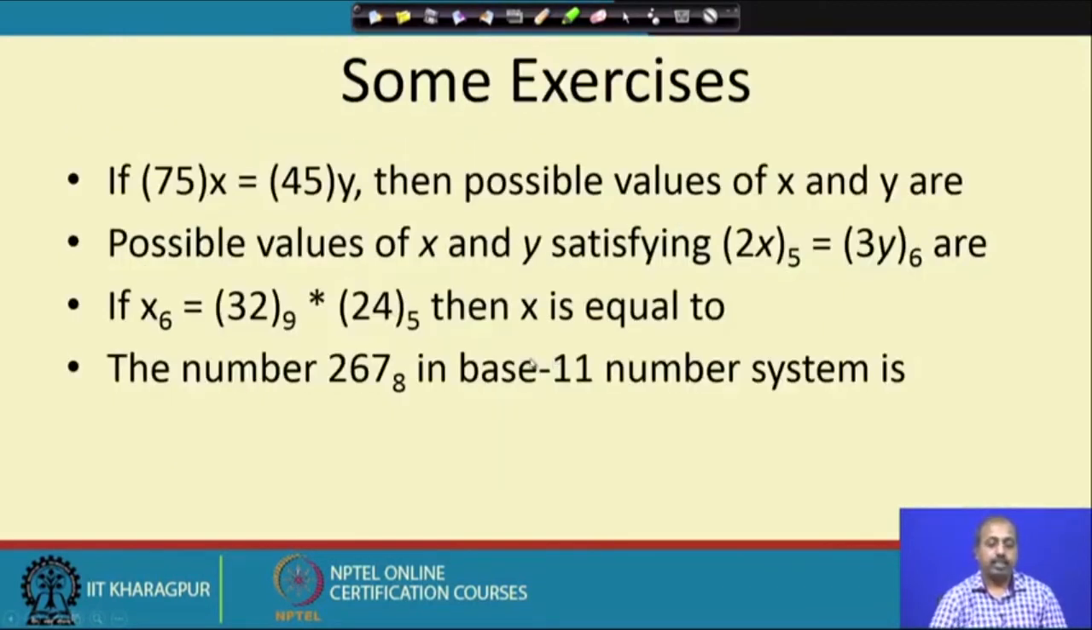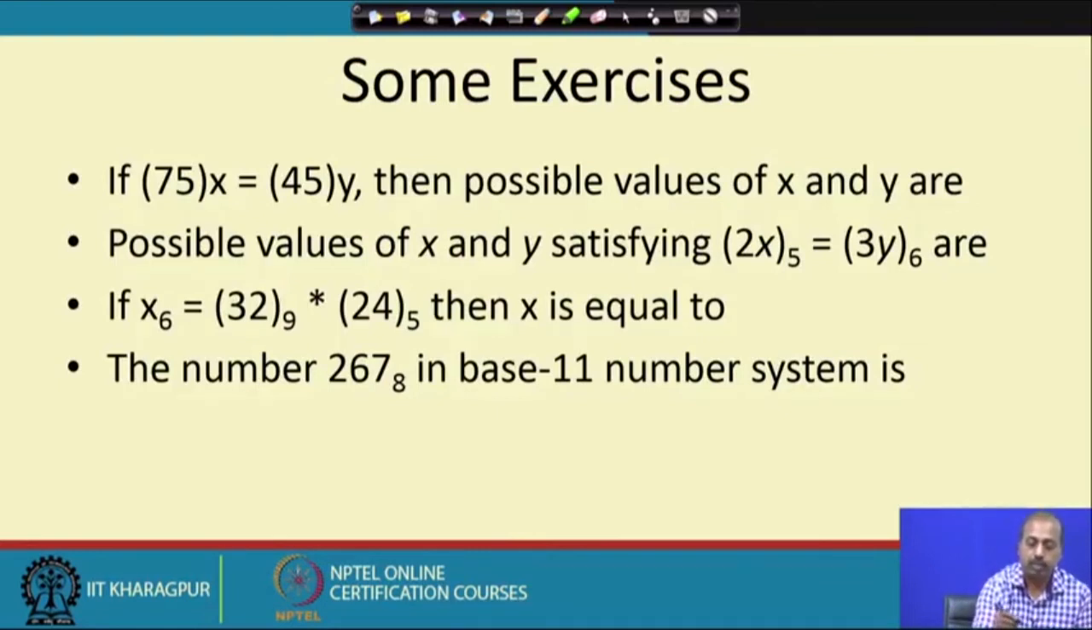Next, that finishes our discussion on the floating point number system. Now we will be doing a few exercises which are very interesting. The first one says that I have two numbers, 75 and 45. Out of these, 75 is a base x number and 45 is a base y number. So, what are the possible values of x and y?